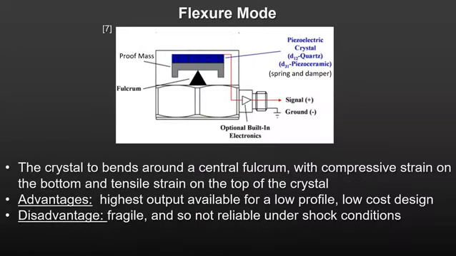In Flexure Mode, the crystal bends around a central fulcrum, with compressive strain on the bottom and tensile strain on the top of the crystal. You get very high sensitivity in a small, low-cost package. However, the design is fragile, especially under shock loads. It is used today only for very short sensors.